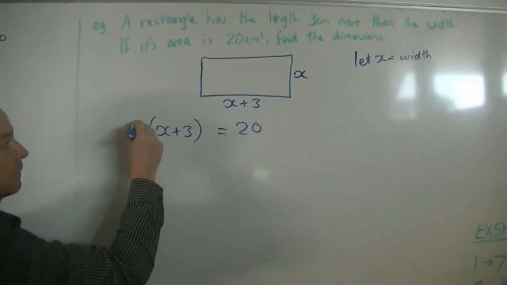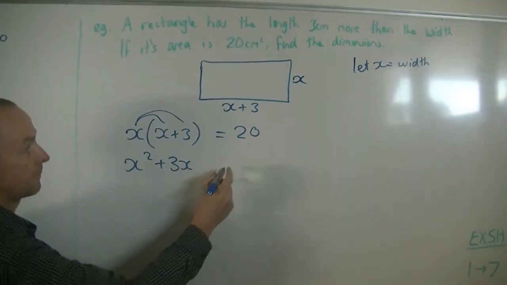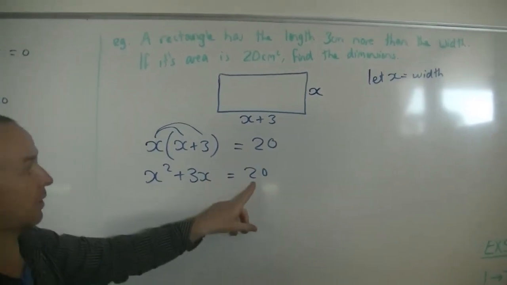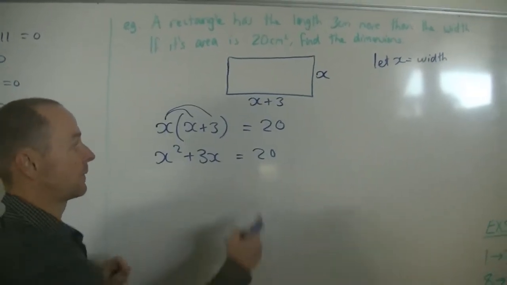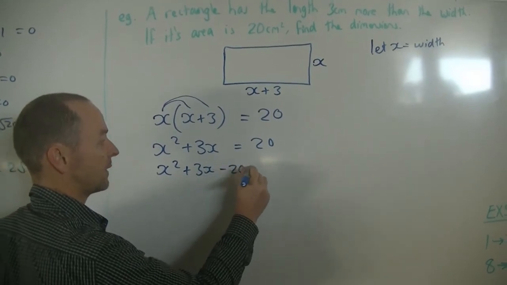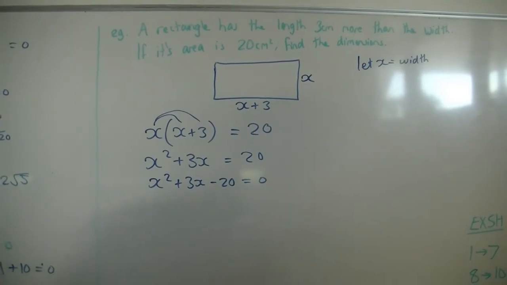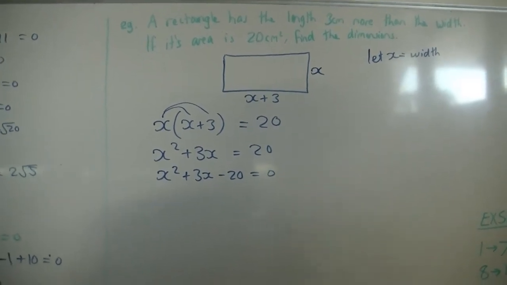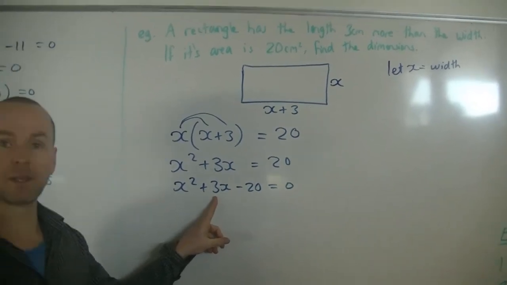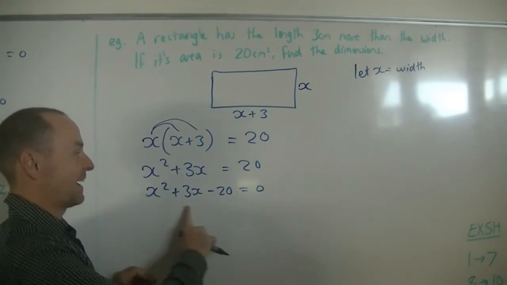Alright, so now we just have to expand. So expand the brackets, so we get x squared plus 3x equals 20. But you can't do anything because 20 is on the other side. You need that to be equal to 0. So we need to bring that to the other side. x squared plus 3x minus 20 equals 0. Now we can work it out using completing the square. However, this number here in the middle is an odd number, so we might just leave that one for now.